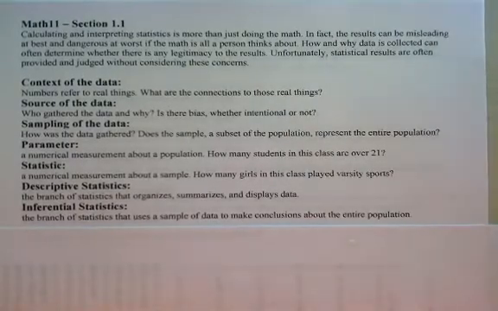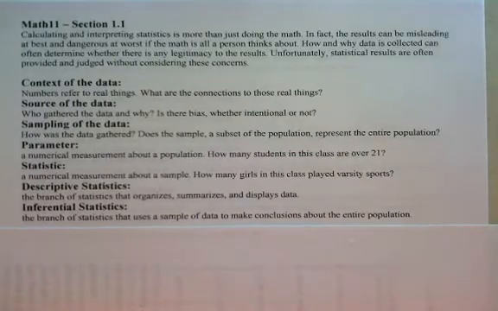So, we have context of the data. Numbers refer to real things. What are the connections to those real things? Source of the data, who gathered it and why? Is there bias? Is there, at the outset, a reason perhaps to mislead the observer? And it may not be that this is intentional. Sometimes it's very difficult for us to remove our own bias in situations. How was the data gathered? Does it really represent the entire population that's under study?